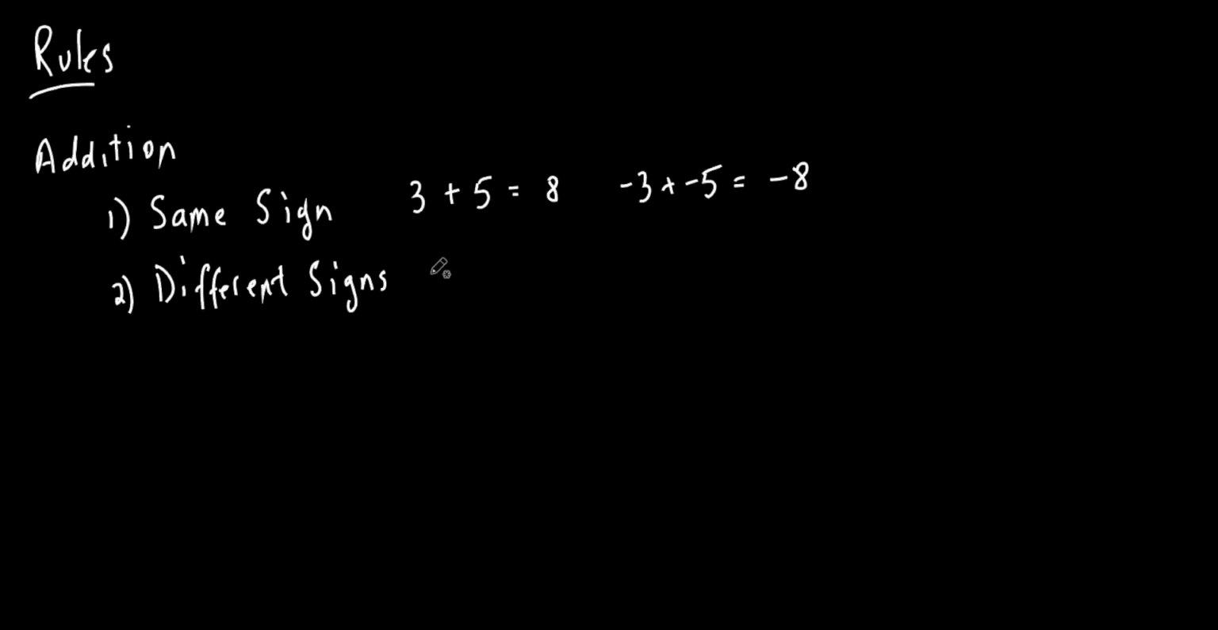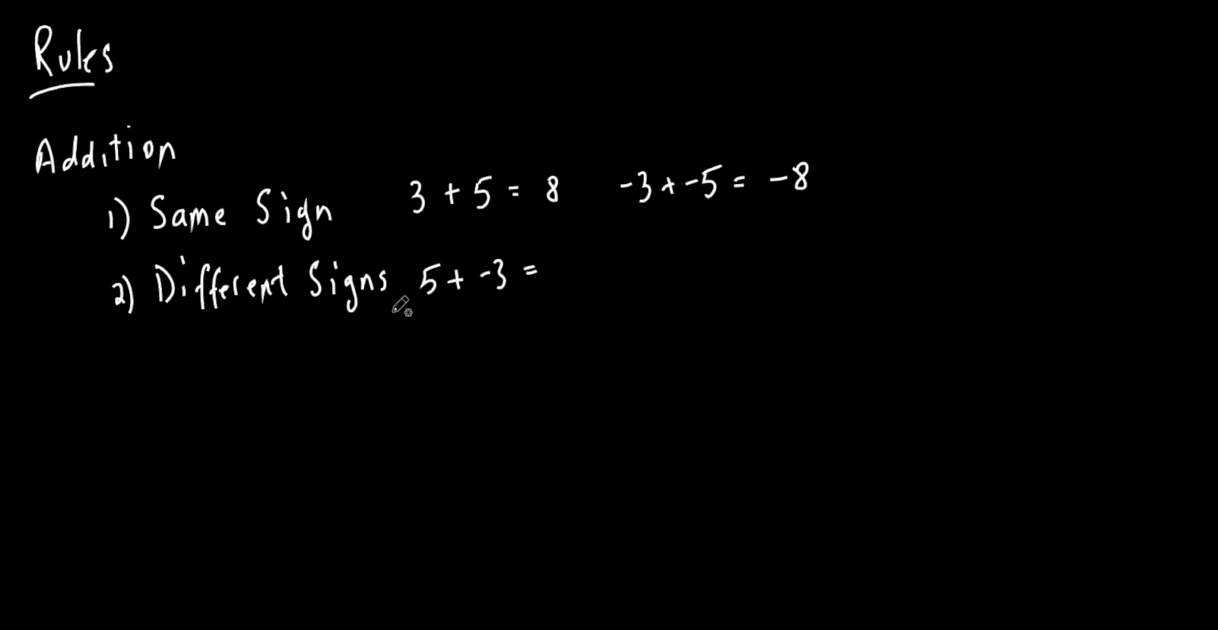What about different signs? What if I had 5 plus -3? That's right, it's positive 2. And you didn't even have to think about the rule, did you? You looked at it and you're like, yeah, I know what that is. But this is in the book, so we're going to hit it. So what is the rule for different signs?